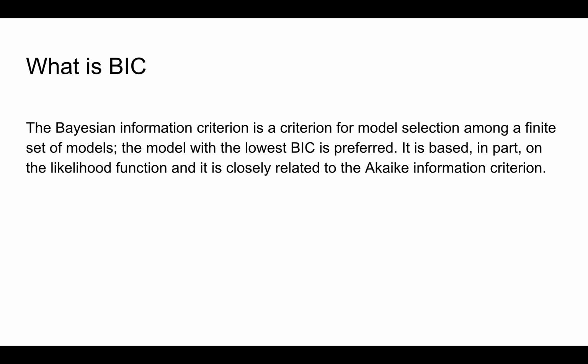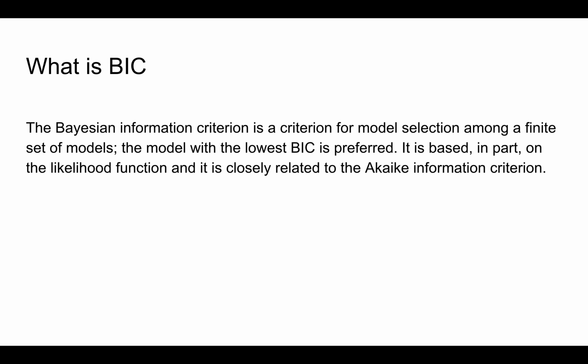Next, BIC stands for Bayesian Information Criterion, and it is a criterion for model selection among a finite set of models. The model with the lowest BIC is preferred. It is based in part on the likelihood function, and it is closely related to the Akaike Information Criterion.